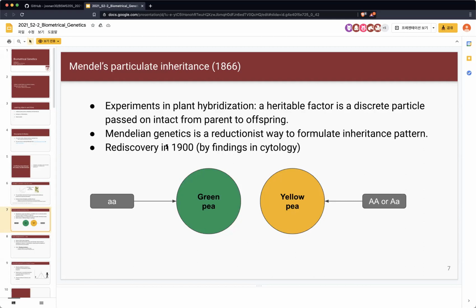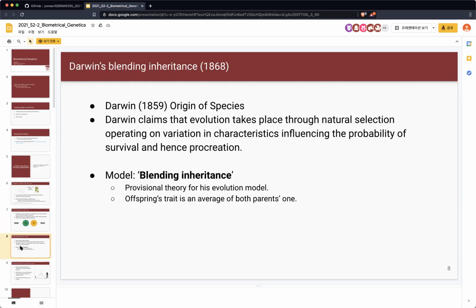And these Mendelian rules were rediscovered in the 19th century by the findings in cytology, right? So we can clearly get examples like the pea color, explained as a binary trait by Mendelian factors, right? Then Darwinian blending inheritance is somewhat different from the Mendelian perspective, right?